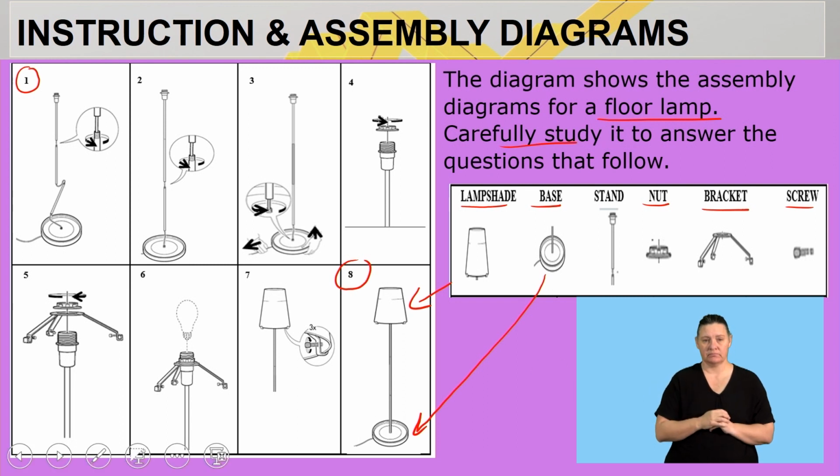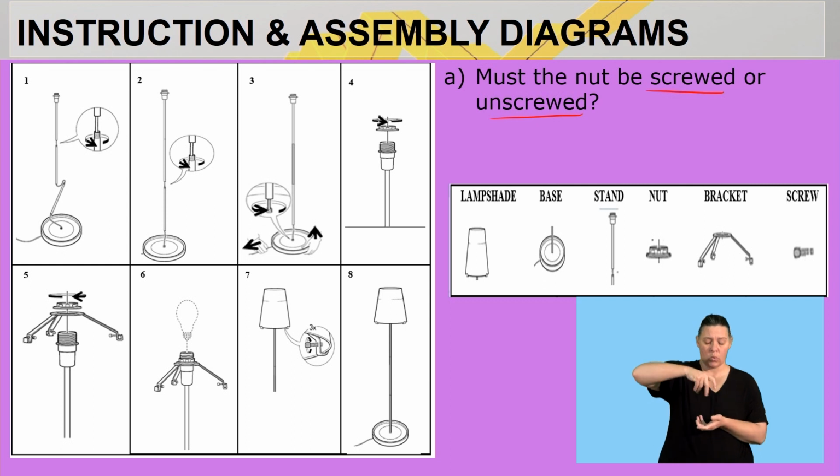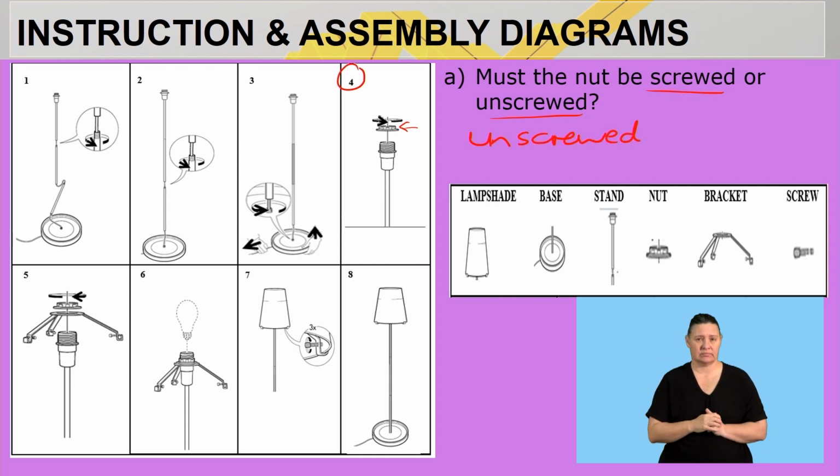So those are all the items that we will need to assemble this floor lamp. Now let's look at our first question. Question number 1A says, must the nut be screwed or unscrewed? I'll be looking at step number 4, where we can see our nut indicated, and on top an arrow showing a direction. We would like to know if this nut must be screwed or unscrewed. If you look at it, we will agree that this nut must be unscrewed.